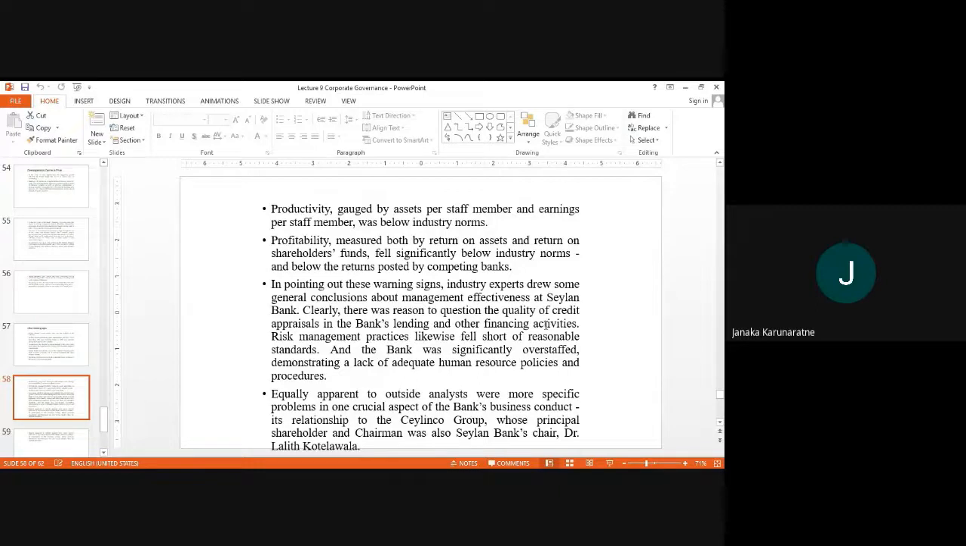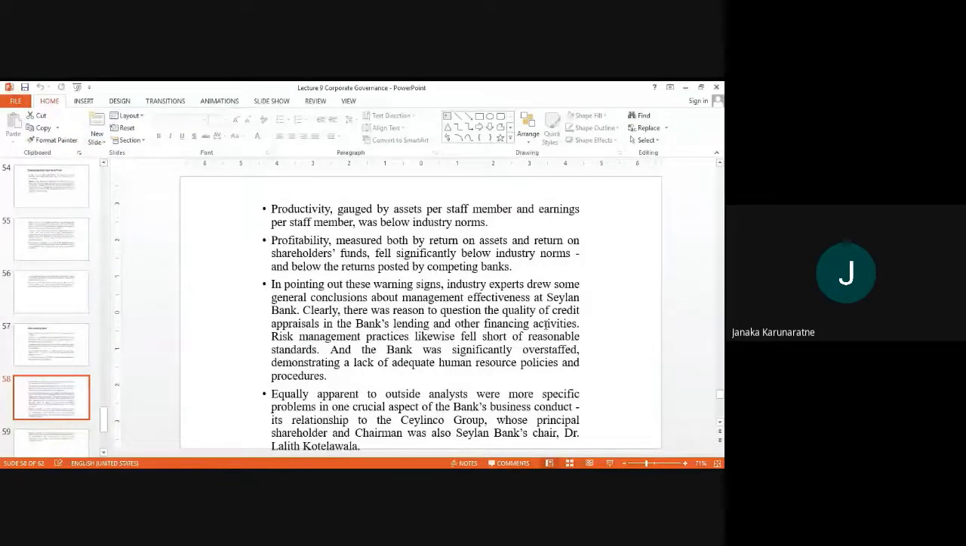The profitability measured both by return on asset and return on equity fell significantly below the industry norms and below the returns posted by competing banks. Why? Because less capital, right? In pointing out these warning signs, industry experts drew some general conclusions about management effectiveness at Ceylon Bank.